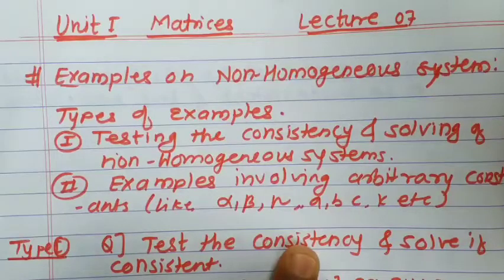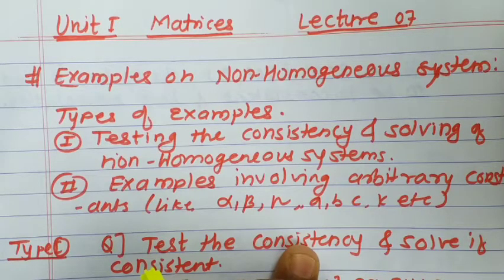Hi everyone, welcome to lecture number 7 of unit number 1, matrices. In this lecture, we'll start solving examples on non-homogeneous system. In the previous lecture, we discussed the consistency of a non-homogeneous system of linear equations, and now by using those conditions, we are going to solve the examples based on non-homogeneous systems of linear equations.